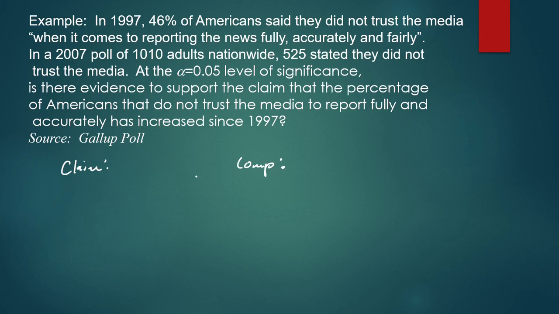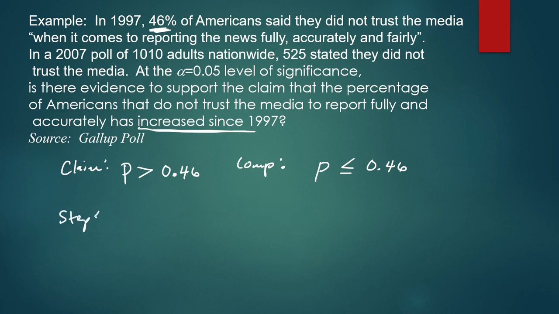The claim is that the proportion of adults who trust the media has increased since 1997. So we're claiming that proportion p is greater than what? Well, since 1997, so it was greater than 0.46 or 46%. The complement would be the opposite, so the proportion would be less than or equal to 0.46.